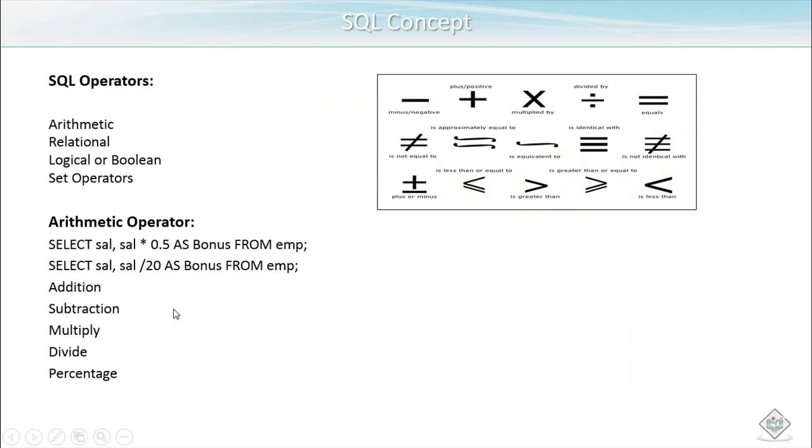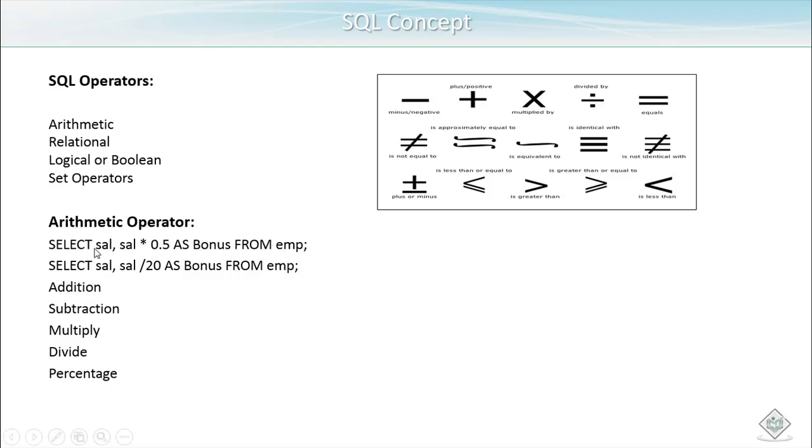Then we have the SQL operators. We have n number of operators in SQL, and we classify them into four high categories: arithmetic, relational, logical or Boolean, and the set operators. The arithmetic operators are the normal operators which we use in day-to-day life: addition, subtraction, multiplication, division, percentage. We can also perform some operations on the data when we are retrieving it from the database, and we can do that with the help of the operators.